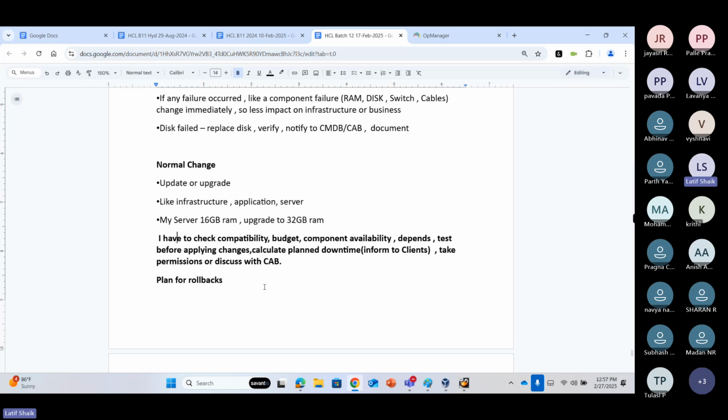Mainly, you have to take all this information. Why you want to change? What are the benefits of this change? What budget is required for the change, component availability, planned downtime information. You have to discuss with the CAB. If the CAB gives permission, then only you can do the change. And plan for rollbacks, but don't try to roll back.